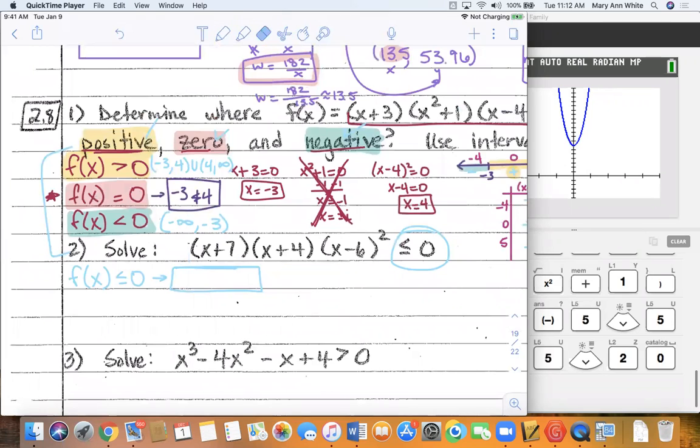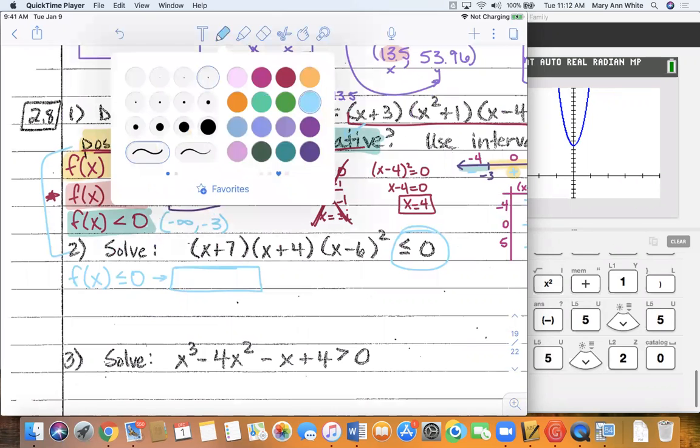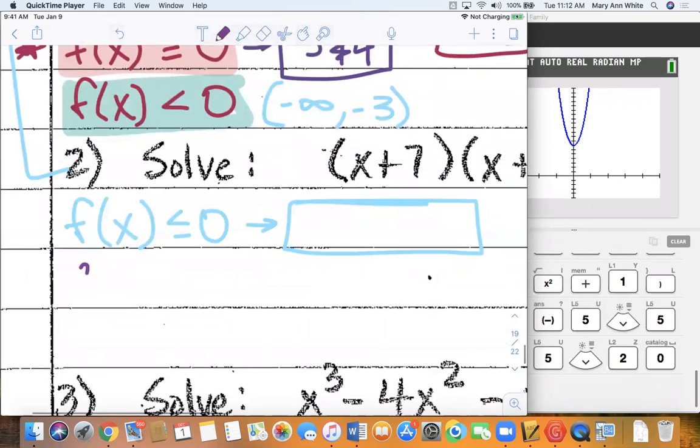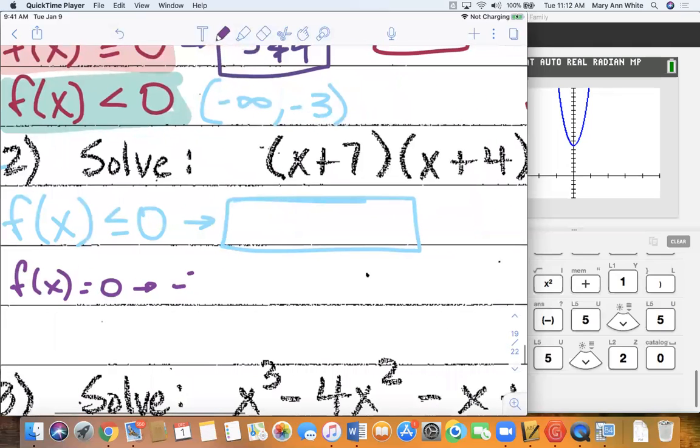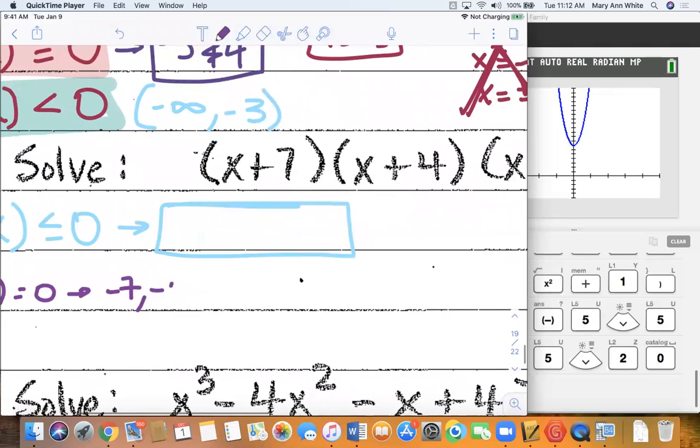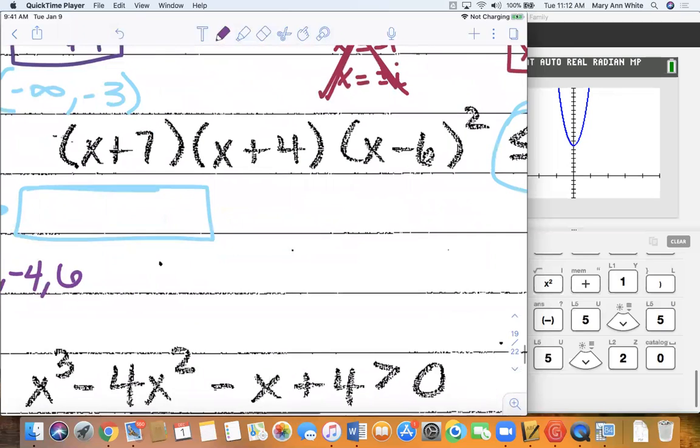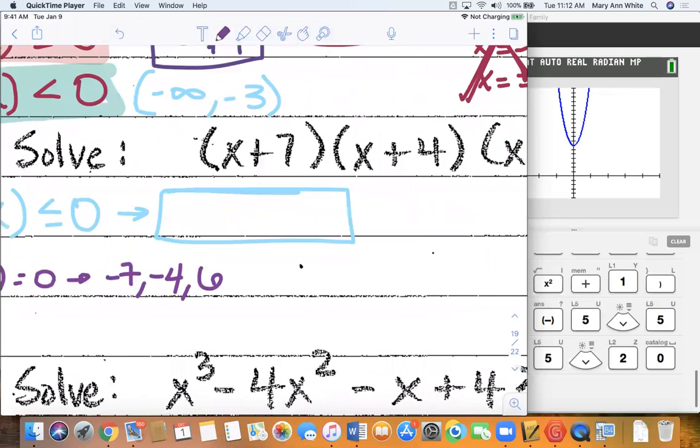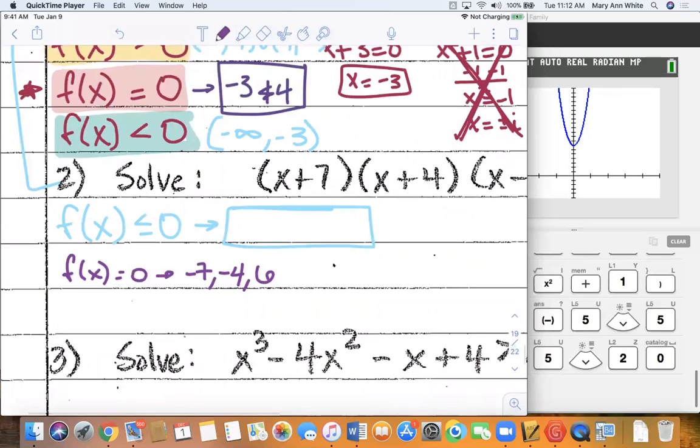That being said, I still care about my zeros. So I still want to list my zeros. I need my zeros in order to make a number line and in order to make a sign chart. So I do like to list my zeros. I'll do f of x equals 0, and those are -7, -4, and +6. I don't need to show my work out again. I don't need to prove that point again, but I just set each of these factors equal to 0.